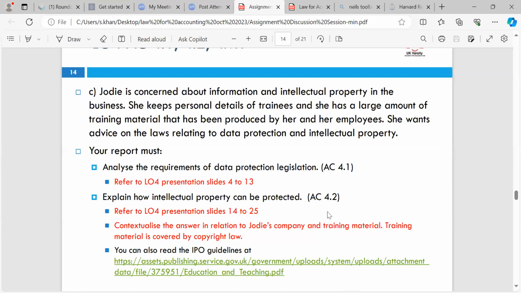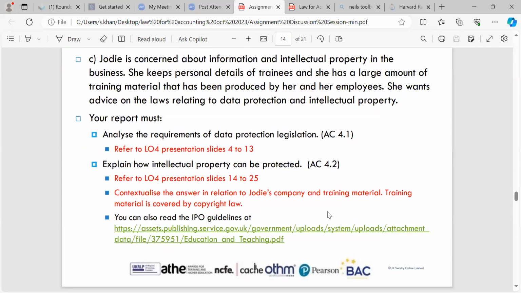The second part of it is to explain how intellectual property can be protected, AC 4.2, and that's learning outcome 4, presentation slides 14 to 25. Here you need to contextualize the answer in relation to Jodie's company and training material. Training material is covered by copyright law. You can also read the IPO guidelines to help you for this bit. So you've got 2 parts to that.